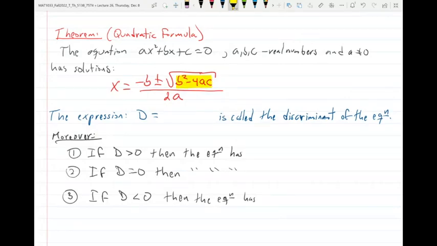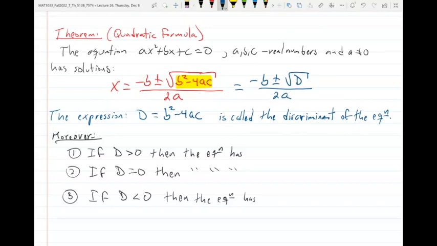Now, if you take a look at this expression here, it is important. We call that the discriminant. Okay? So b squared minus 4ac is called the discriminant of the equation. I'll tell you now its importance. So if we call that letter D, then this equation will look like this: negative b plus or minus the square root of the discriminant divided by 2a.